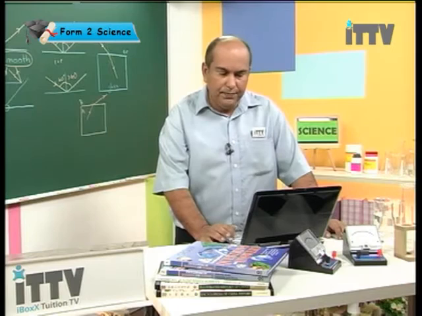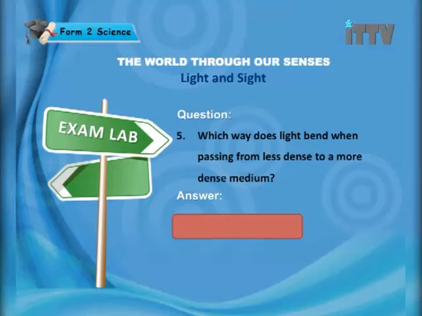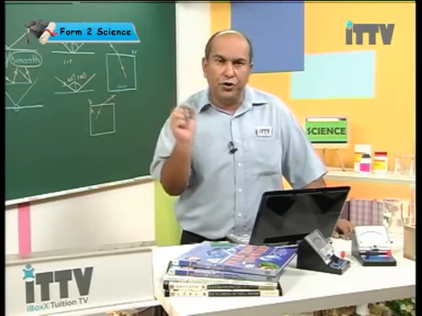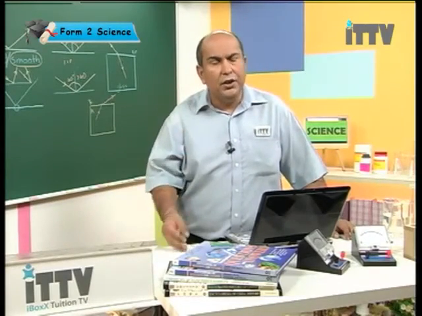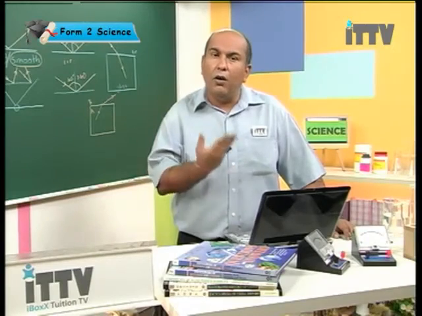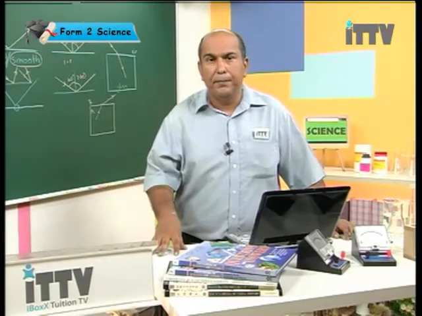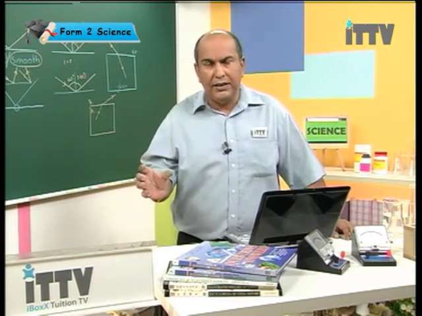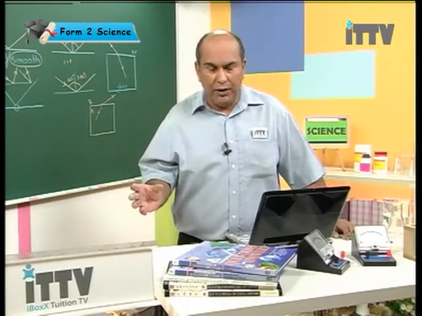Let's try another question. Which way does light bend when passing from less dense to more dense? So remember here, you're going from less dense to more dense, from fast to slow. There's only two options. Do you move towards the normal or away from the normal? Have you put your answer down? Towards the normal. So when you go from less dense to more dense, you move towards the normal.